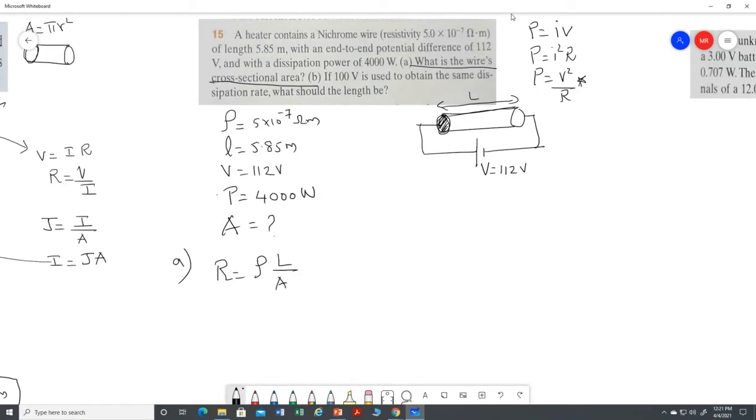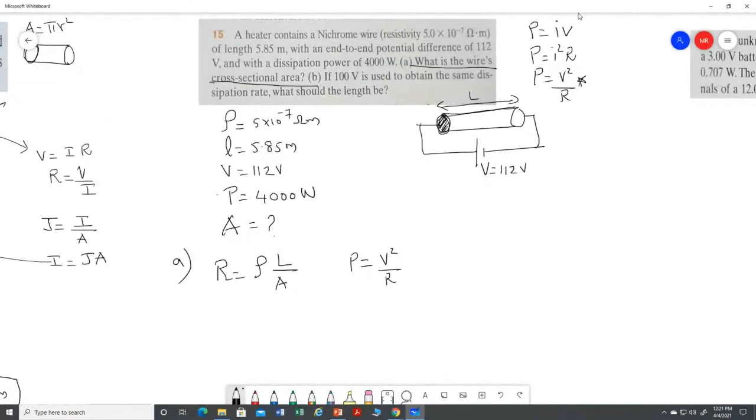So I am going to write this formula here. P equals V square over R. Why am I not using the first two? Because the current information is not given here. So why did I choose the last formula? Because we are going to equate the resistance with the resistance, because the resistance is not given.